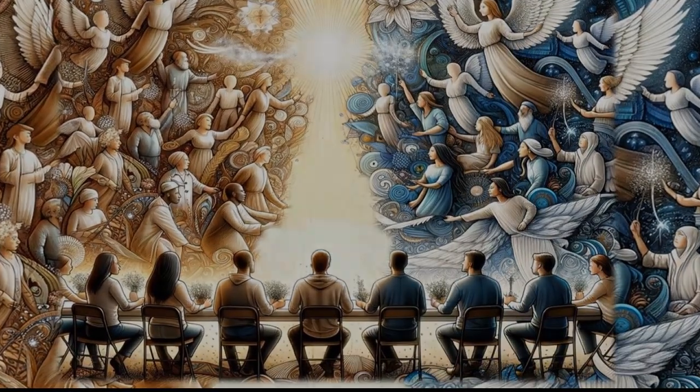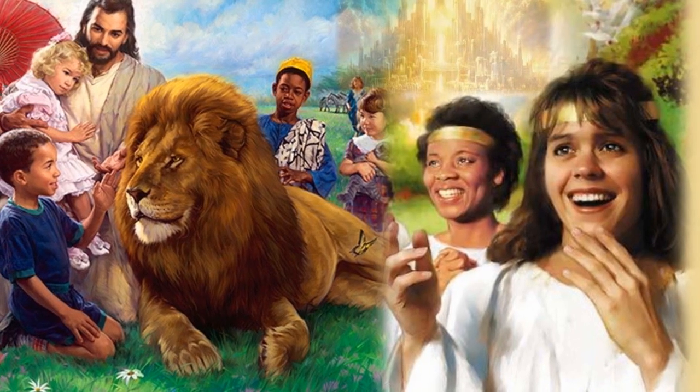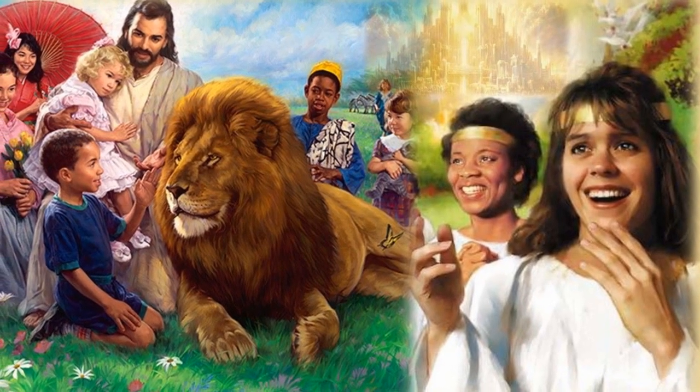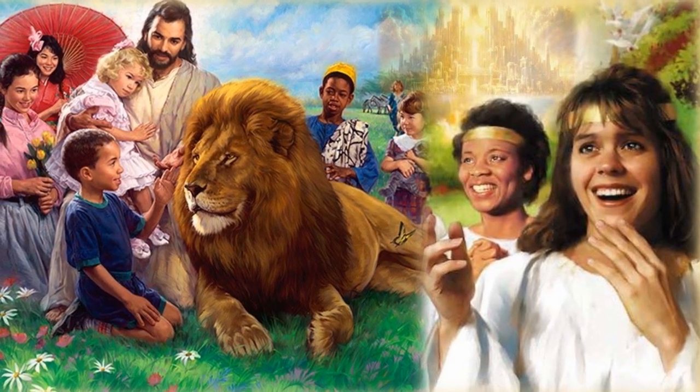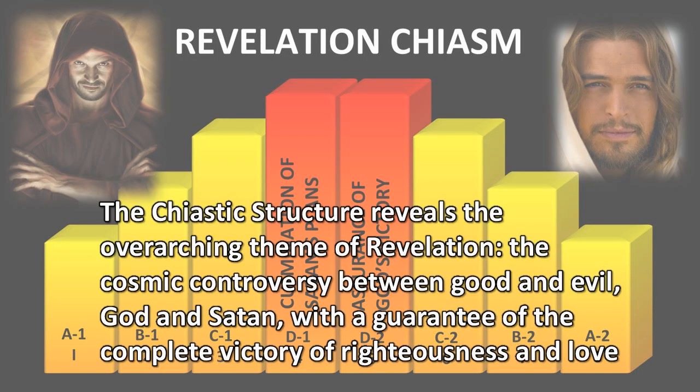And in Division 8, we read the amazing description of the new heaven and earth that God will recreate when every tear will be wiped away and there will be no more death, nor sorrow, nor crying, nor pain. We can conclude that the chiastic structure reveals the overarching theme of Revelation, the cosmic controversy between good and evil, God and Satan, with a guarantee of the complete victory of righteousness and love.